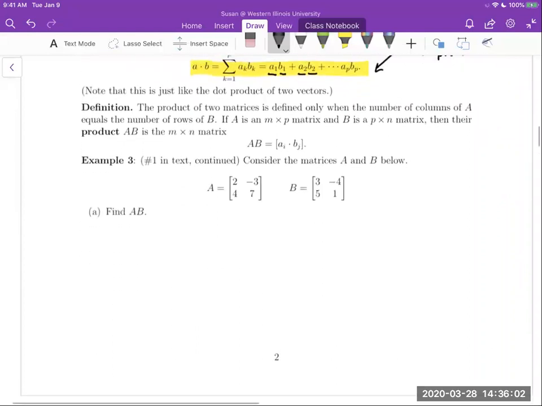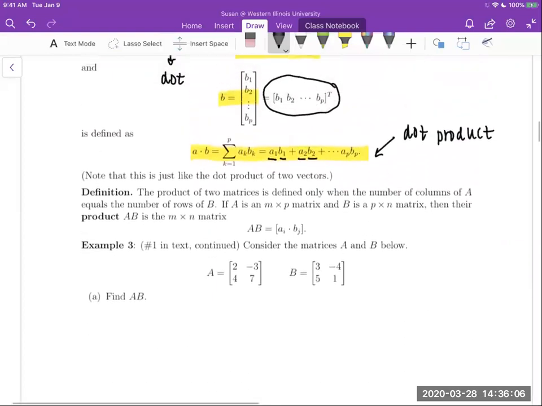And then that brings us to how we can take the scalar product and generalize it in terms of matrices. That's our following definition. The product of two matrices is defined only when the number of columns of A equals the number of rows of B.